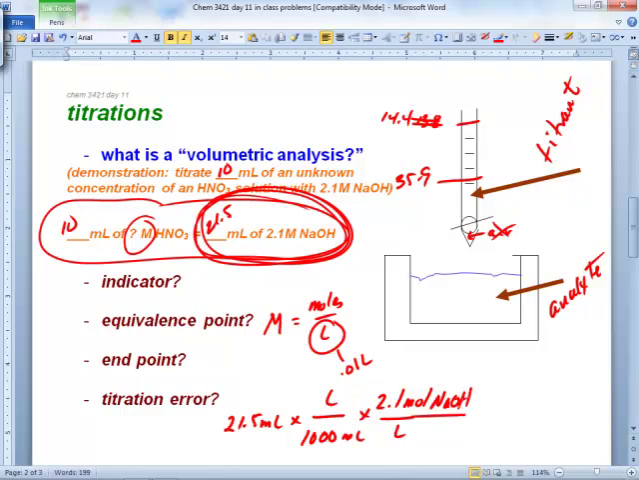All right. So all I'm doing is finding the number of moles of NaOH. That's all I've done so far: the volume of NaOH that I added, converted into liters, times the concentration.